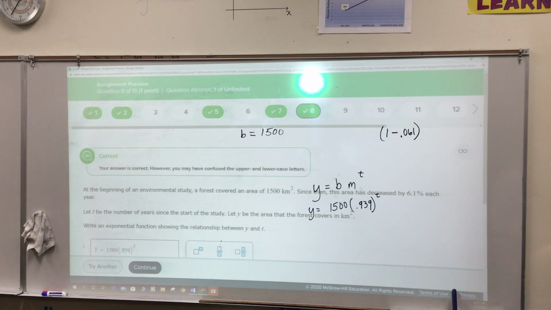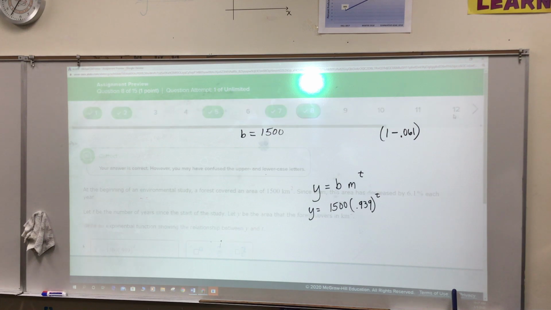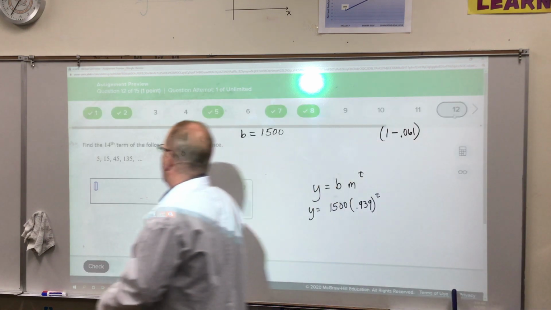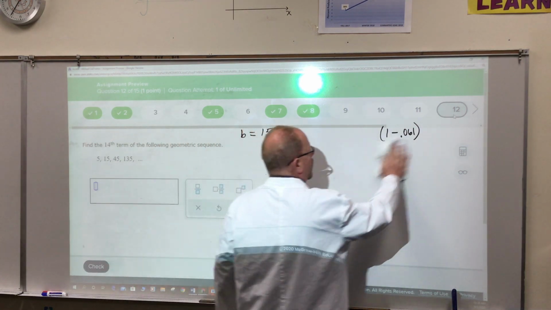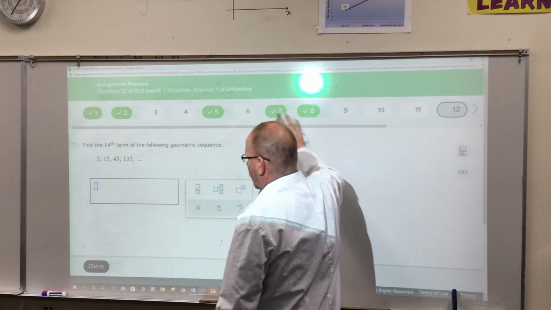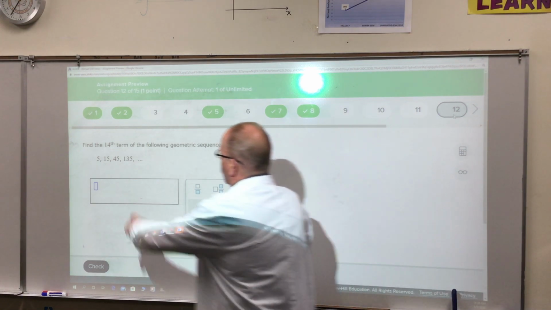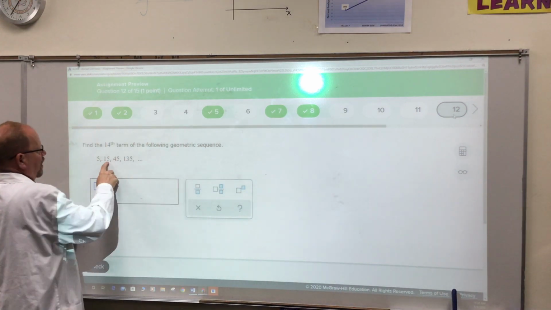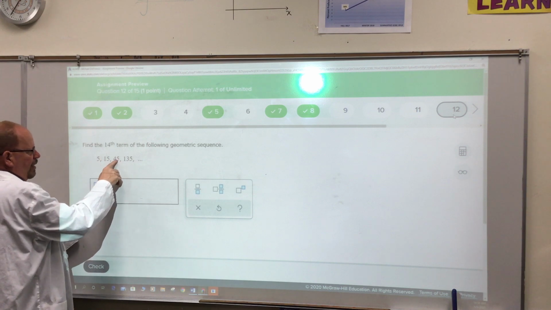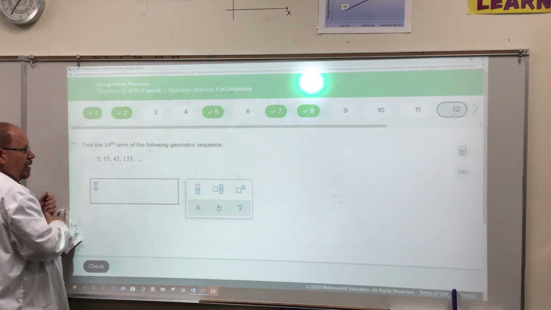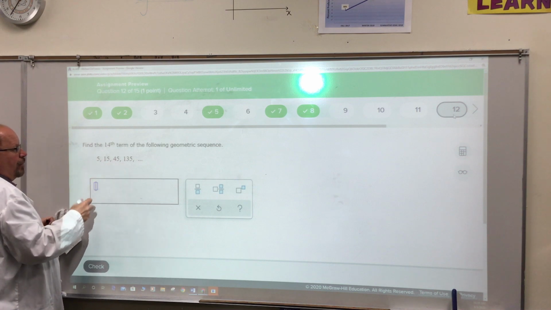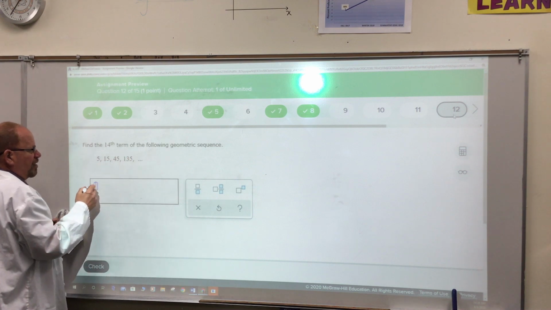Finding a specified term, number 12. So if it wants us to find a term that's way out there, find the 14th term, we're not going to keep going times 3, times 3. Notice that's what's happening here. It's timesing by 3. Okay? We're not going to do that 14 more times.